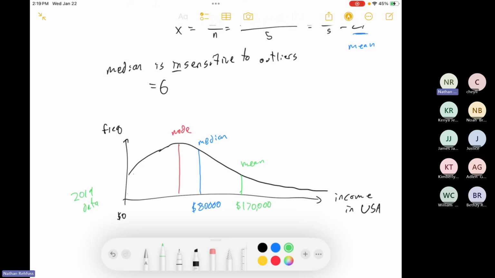Data that looks like this is called skewed to the right. It has no left tail, but it has a long tail on one side only. We call that shape skewed right, and whenever your data is skewed right, the mean will typically be more than the median.